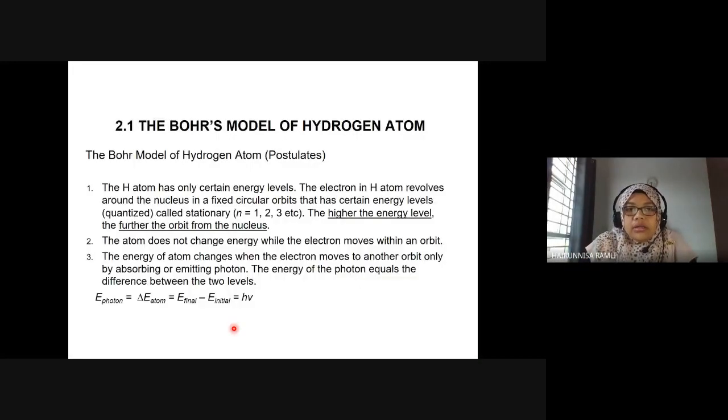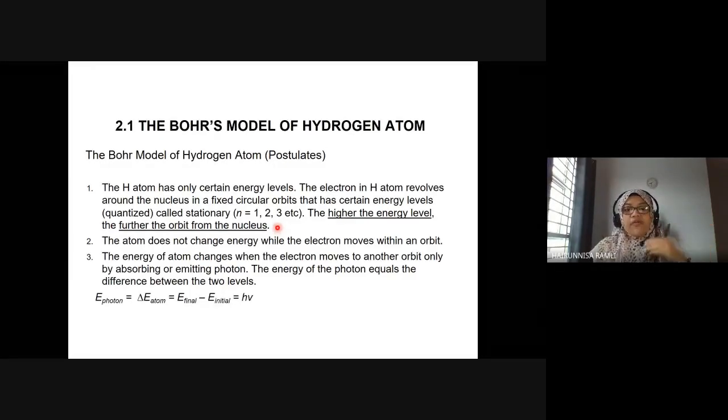Okay, so the postulates from the Bohr's model: he explained the energy levels just now. The hydrogen atom has only certain energy levels. So the higher the energy level, the further the orbit from the nucleus. It means the higher the energy level, the further from the nucleus.